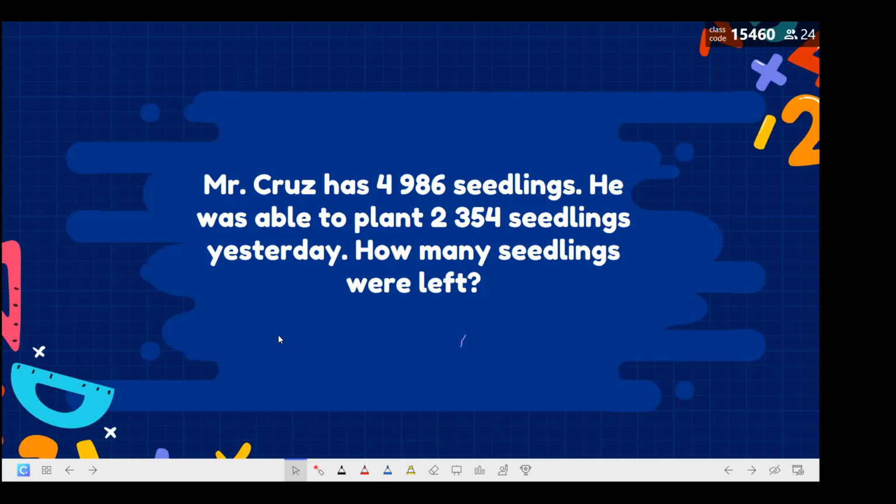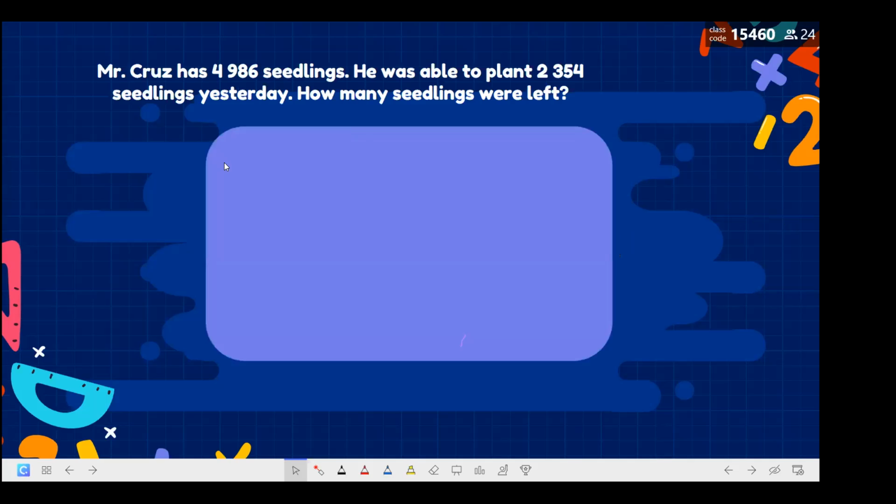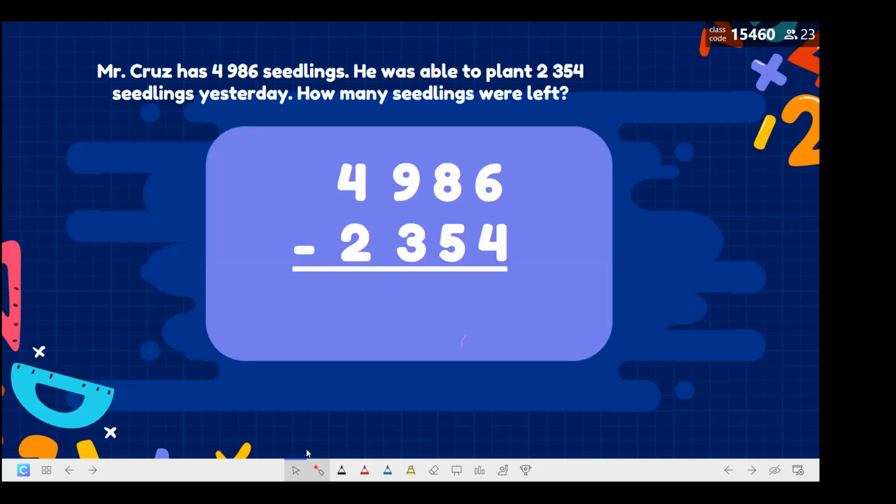Can I have Thea? Arrange the numbers in column. Excellent, that's right. So first thing to do, let's arrange the numbers in column like this. Please observe. Next, what place value should we start subtracting? Milky? On the 6 and 4. 6 and 4, that is the ones place. So let's start. 6 minus 4.